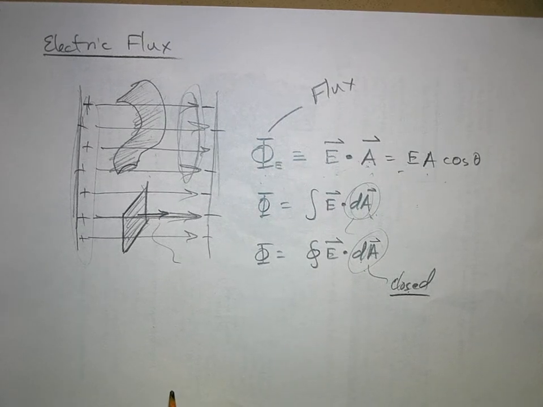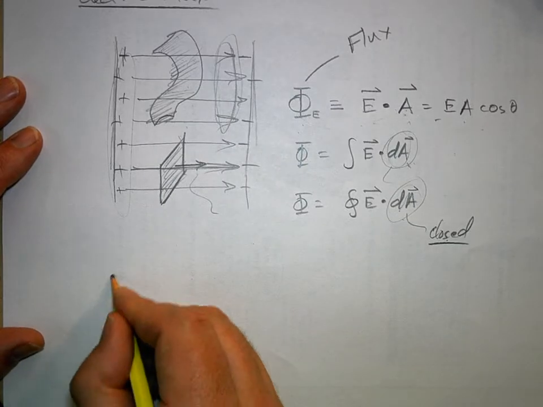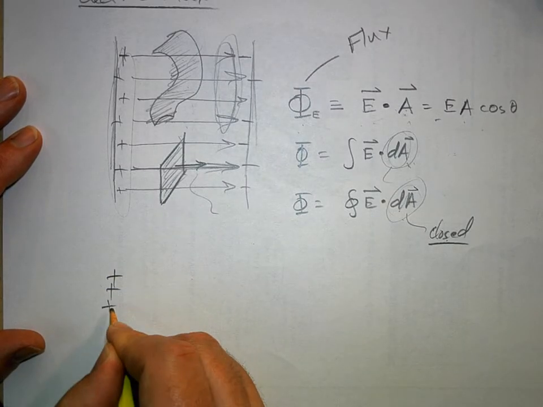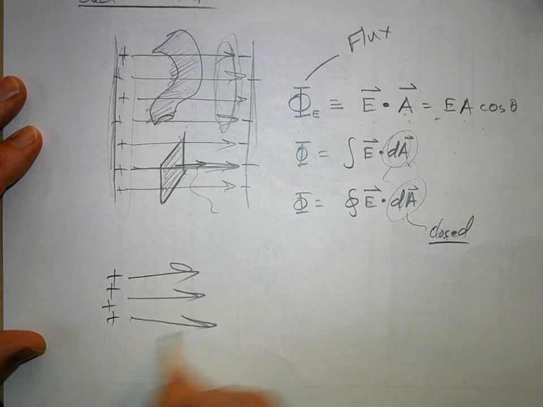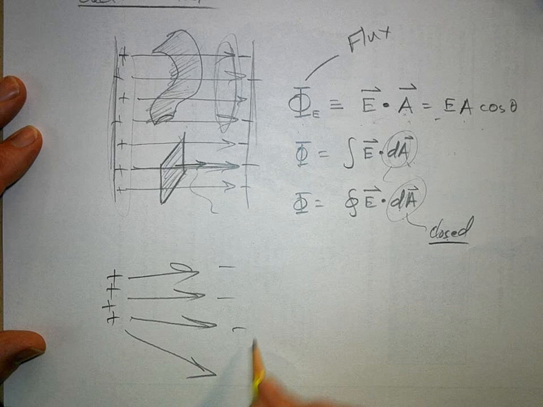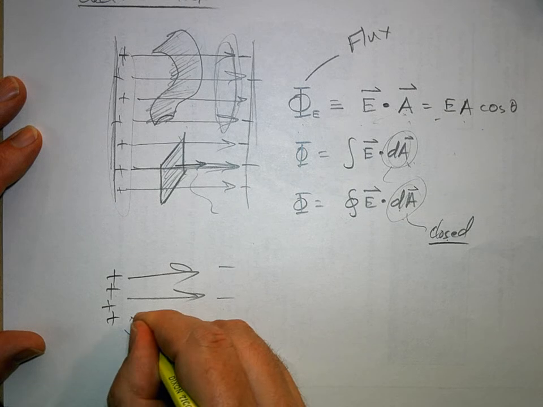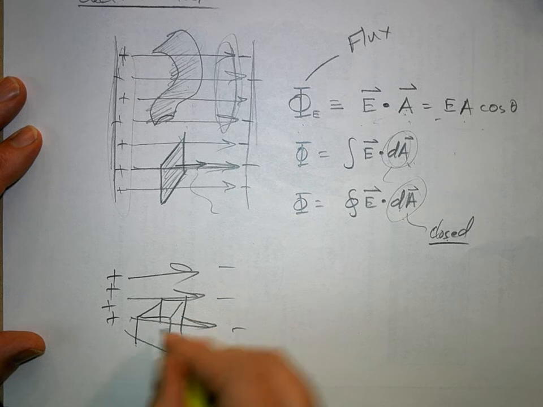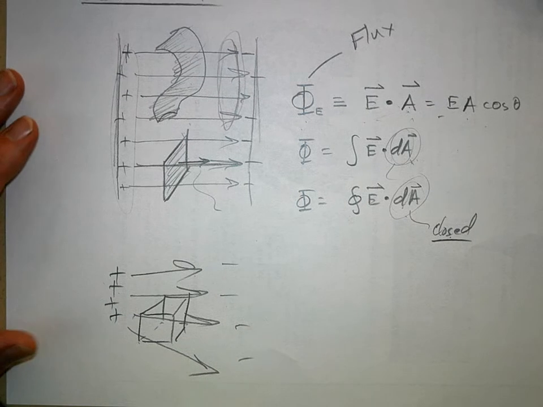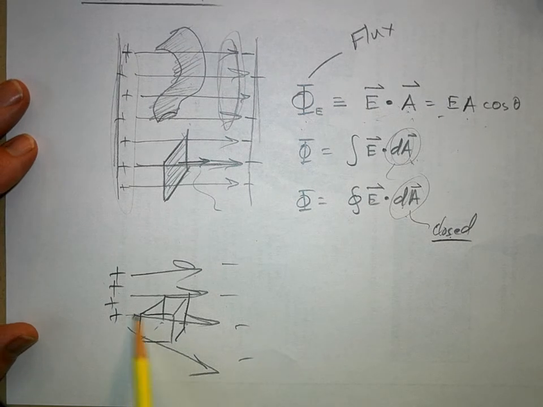Now, if I take some charge, I'll take another charge, and I've got field lines like this coming through. Maybe there's negative out here. If I put a closed three-dimensional box in here, you can see that for every line of flux that goes in, there's a line of flux that comes out. Now here's how we do these areas.